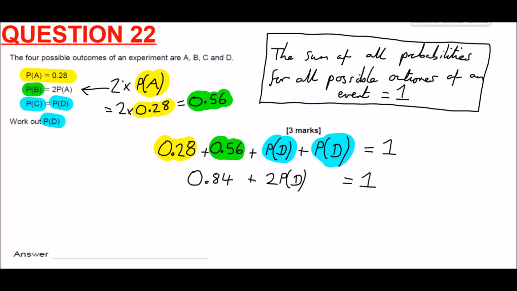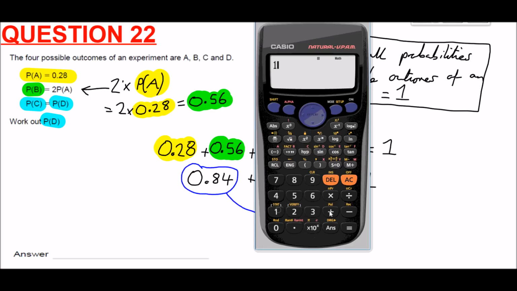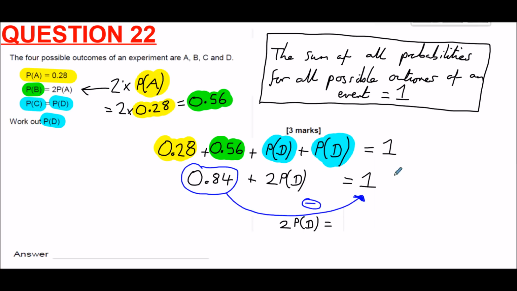Now what we can do is begin to solve the equation. This 0.84 is a positive thing. And so if we move this to the other side of the equation, we'll swap the side and we'll swap the sign. The opposite of plus 0.84 is minus the 0.84. And so 2 lots of the probability of D will be 1 subtract 0.84. So 1 subtract 0.84 would give us 0.16.